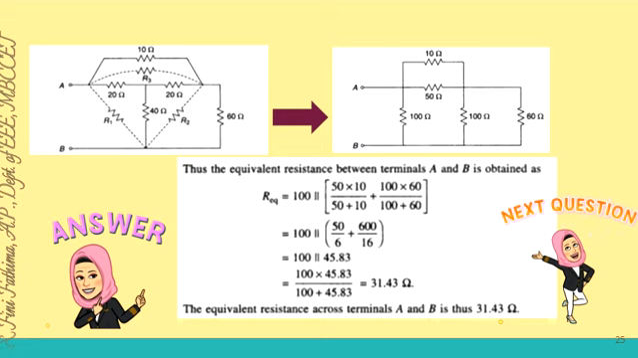And we will solve, and this resistance is in series with this resistance. That's why I have first found the parallel combination 50 into 10 divided by 50 plus 10, and this is the parallel combination 100 into 60 divided by 100 plus 60. Then these two are in series, so I have put a plus sign in between. Then that entire resistance is in parallel with this 100 ohm. So I'll solve this and finally I'll get it as 31.43 ohm. Okay, I hope you understood this. And shall we move on to the next question?